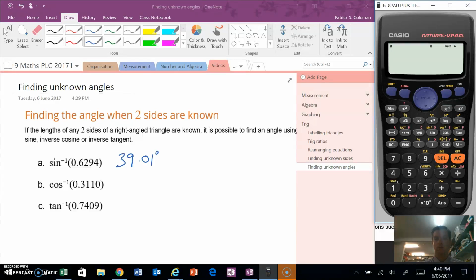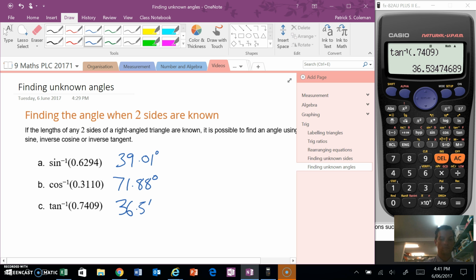Okay, let's do the next one. So again, we hold Shift cos. That brings up our inverse cosine function, 0.3110, close bracket, 71.88 degrees. And our last one is inverse tan, so Shift tan, 0.7409, close bracket. We end up with 36.54. That's just a quick recap of how to use the calculator.